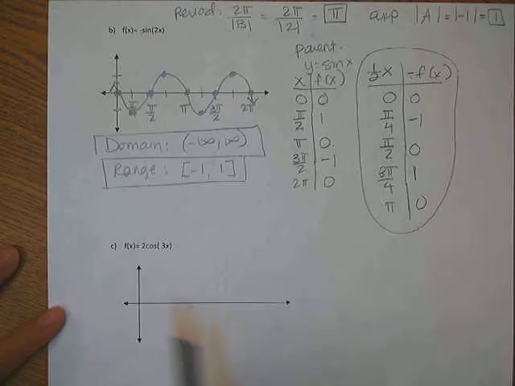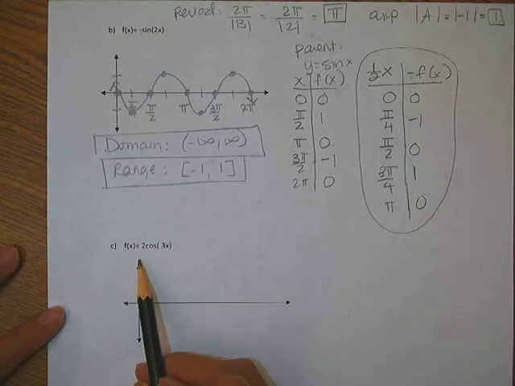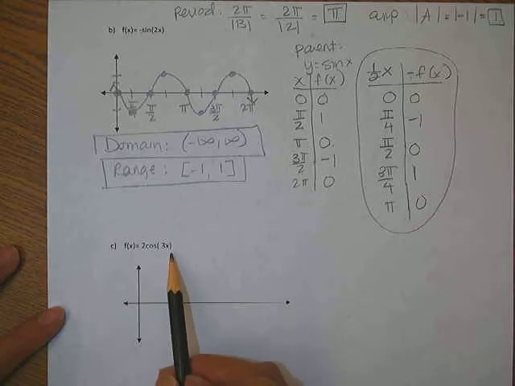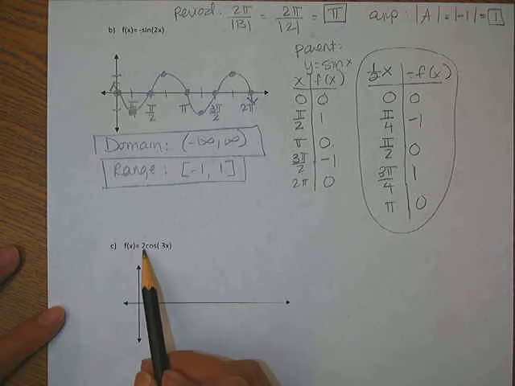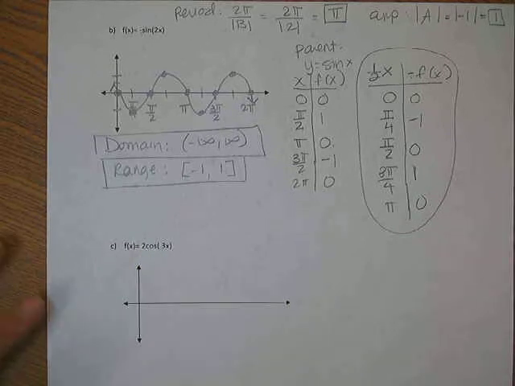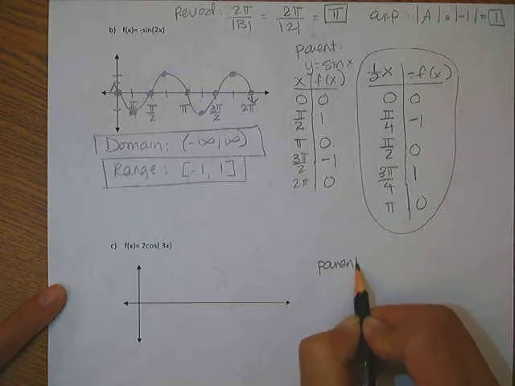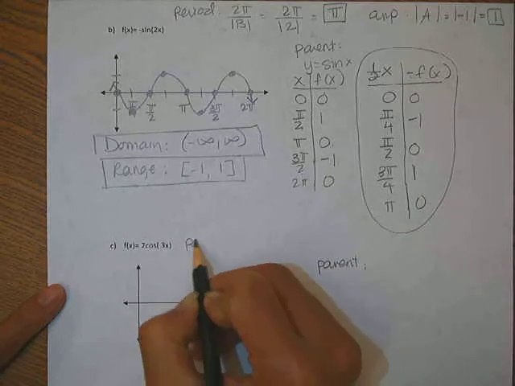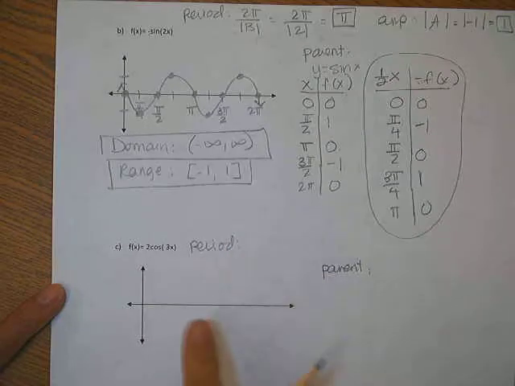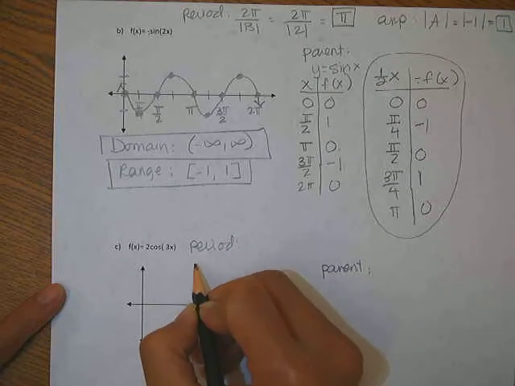Alright, so C, f of x equals 2 times cosine of 3x. This is sort of combining your a and b together, but using it on the cosine function, which I'm going to let you do on your own. Find the period, find the amplitude, find your parent table. So make a table for your parent. Figure out the period, because you need to know how to make it. Find your amplitude.